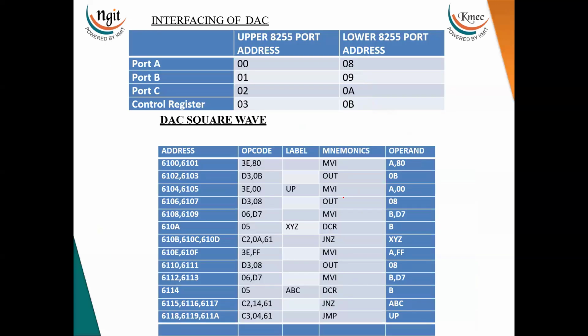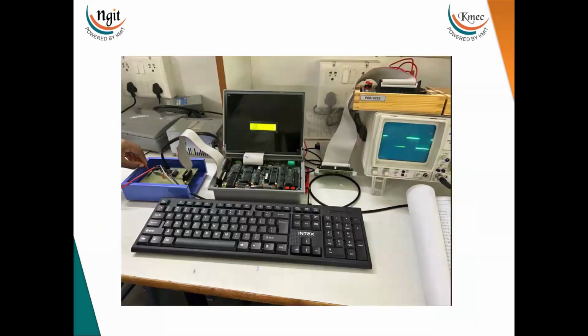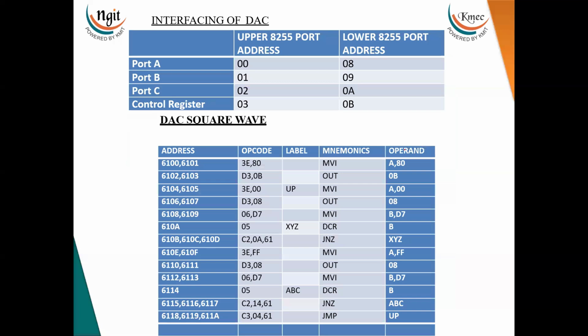Now, similarly, we will see the program for the DAC. Now here, this is the connection. This is the DAC interface kit. This kit is connected to the lower 8255 that I have used, and supply is given. After writing the program, if you check the output through the CRO, with the ground pin connected and the positive pin also connected, then you can see a square wave here. So by giving some digital data, that data is converted into a square wave.